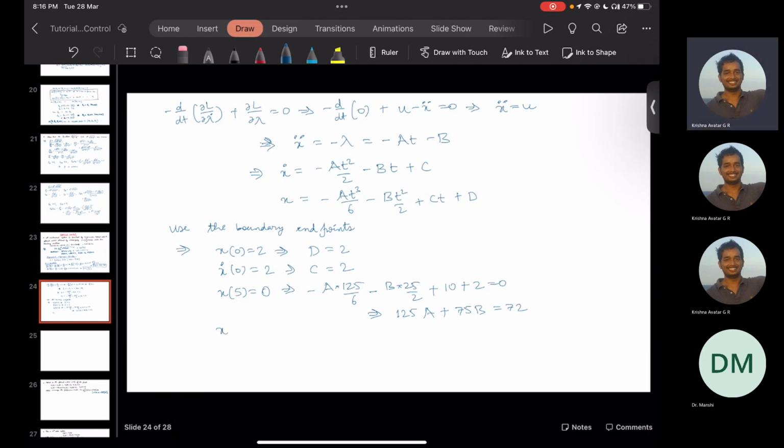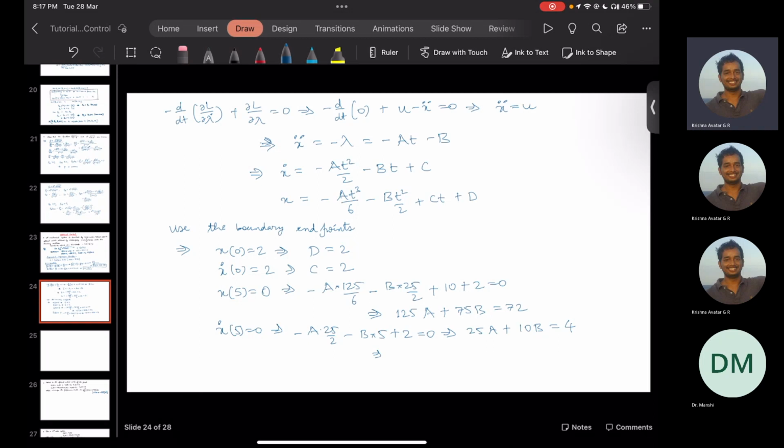Likewise, x dot at 5 is equal to 0, right? So then this means that minus a into 25 by 2 minus b plus 2 is equal to 0. Then this gives us, upon rearranging, 25a plus 10b is equal to 4.